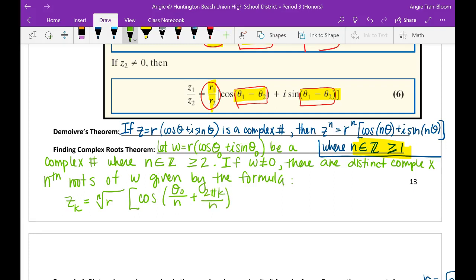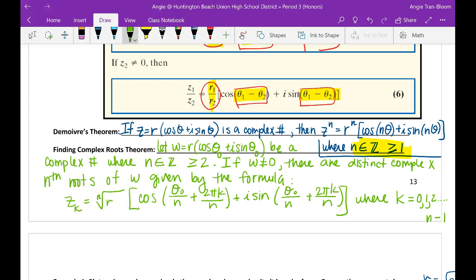If we are in degrees, 2 pi k becomes 360 degrees times k. Plus i times sine of the same thing: theta subscript 0, the first angle, divided by the nth root, plus 2 pi k divided by n, and close that up. Where k starts at 0, then goes to 1, 2, dot dot dot, and then n minus 1.